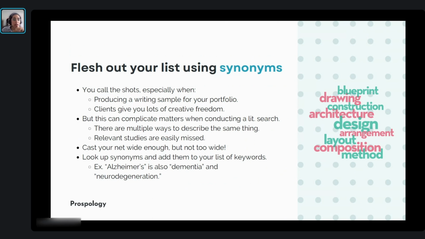And so one way to start fleshing out your list is, again, think about your plan, think about your topic, think about your target audience, and then go from there. So if your topic is Alzheimer's, you might want to think about synonyms for Alzheimer's, such as just dementia or neurodegeneration, because there may be papers that talk about dementia and neurodegeneration that would be relevant to you. And so we don't want to miss those.